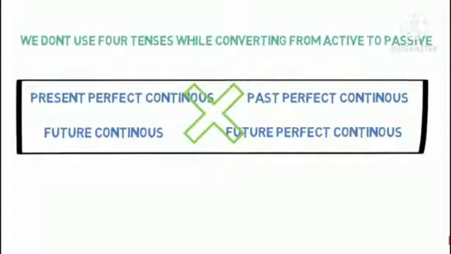There are 4 tenses which do not have their passive forms. They are present perfect continuous, past perfect continuous, future continuous and future perfect continuous. These tenses cannot be changed into the passive voice.